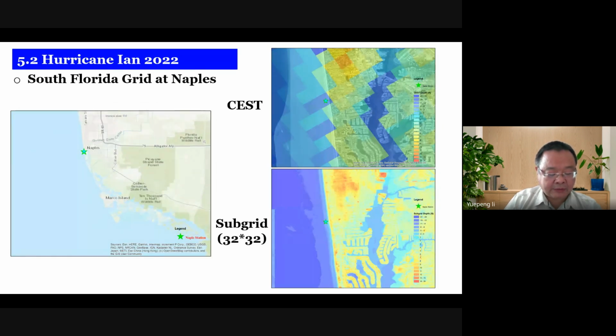Around the NOAA tidal station, Naples station, the subgrid can also well represent the small tributary and complete the bathymetry near the coastal area. The detailed coastal infrastructure and the complex terrain are well resolved using the subgrid compared with the original grid. Next.